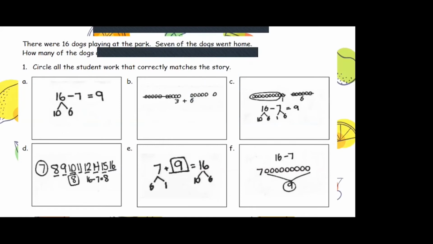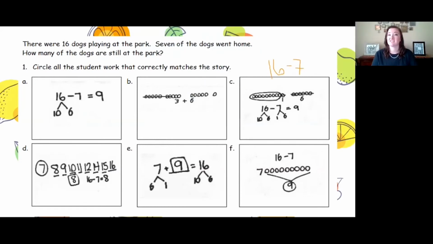Let's do student E. So let's see what they did. So our original equation was 16 minus 7. So what student E did, do you see what they did differently? All they did was flip their equation around. So instead of a subtraction sign, they're finding the missing addend right here. So instead of being 16 minus 7 equals what? They flipped it to 7 plus blank equals 16.